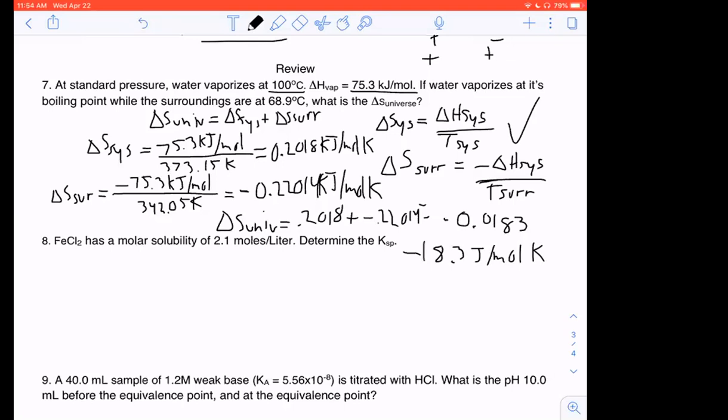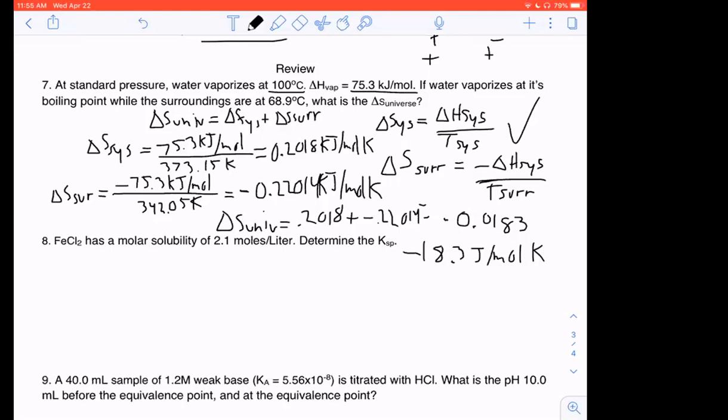And if you think about it, that does make sense, because we're basically asking if water is going to boil at 68.9 degrees Celsius instead of 100 degrees Celsius. Since it's below that boiling point, it makes sense that it won't be spontaneous for that water to boil. But if it were over 100 degrees Celsius, we'd expect to see that the entropy change of the universe would be positive, just because it would end up being more favorable for that water to start boiling. So just an extra thing to think about.